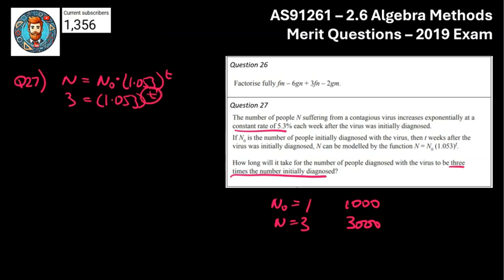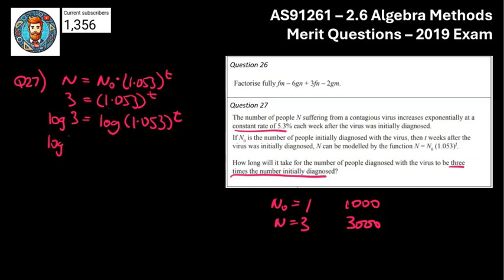I've got an unknown power, and I love seeing unknown powers because that's my clue. I think I'm going to log both sides and try to use a log rule to figure it out. So log 3 is going to be equal to log 1.053 to the power of t. So I'm going to apply one of the log rules. I'm going to move the power and put it out front as multiplication, and that way I can isolate that variable a bit more easily.